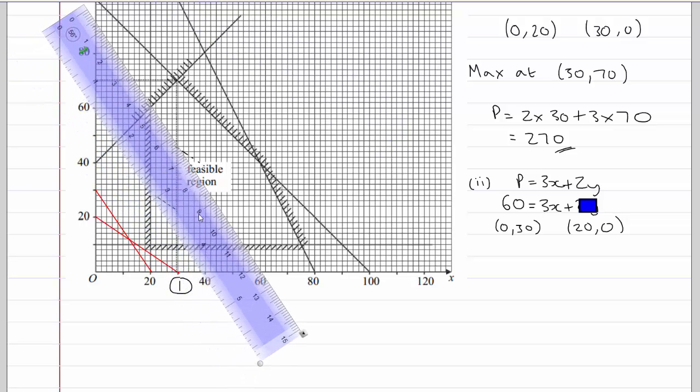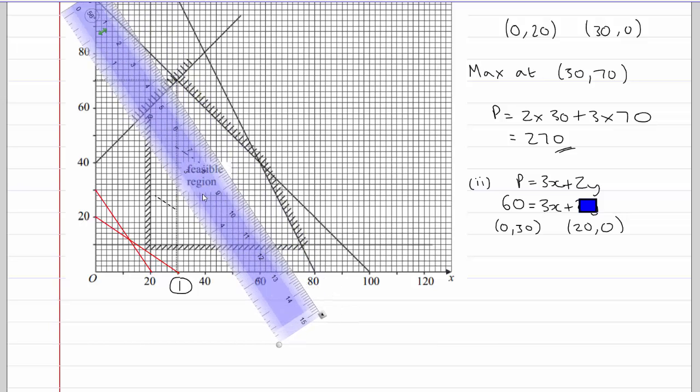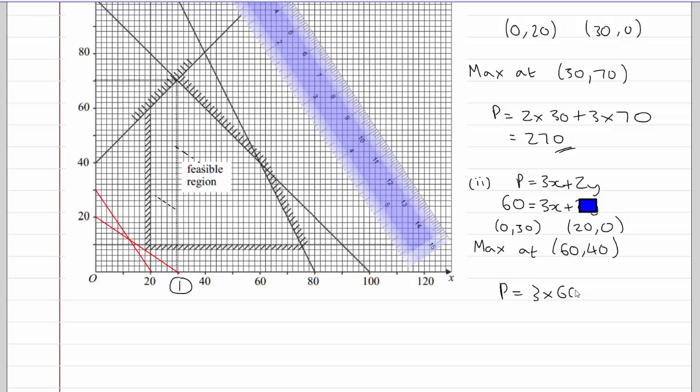Okay, and if we put our ruler on that and move it up, this time the last point we leave in the region will be the top right corner here. And that point is at 60, 40. And if we sub that in, we would get p equals 3 lots of 60 plus 2 lots of 40. 3 lots of 60 is 180. Add another 80 gives me 260.